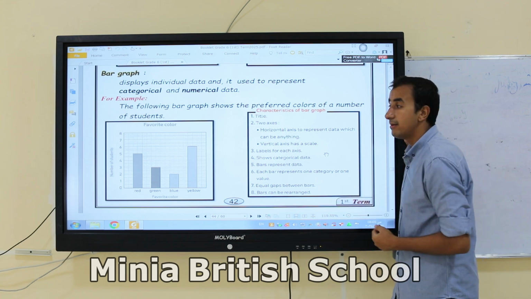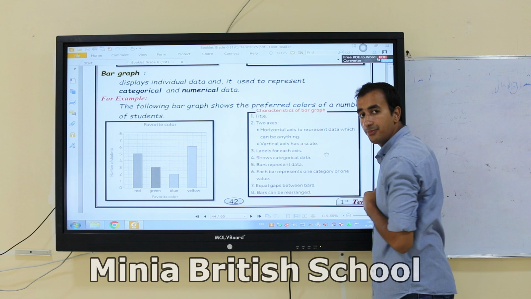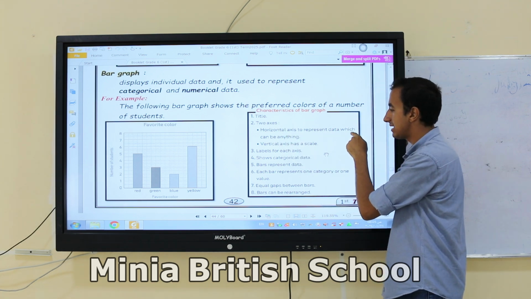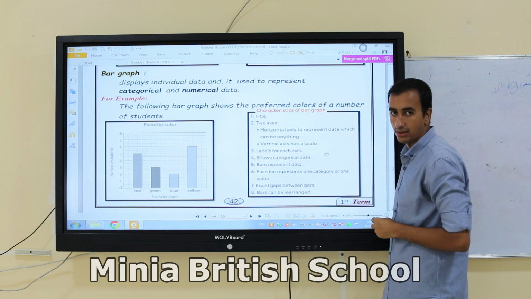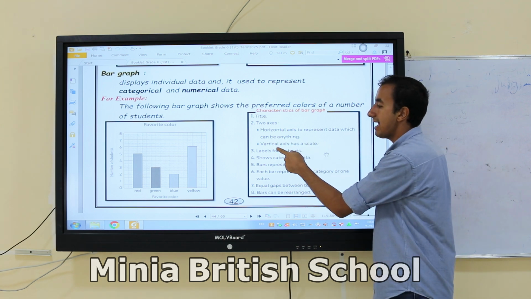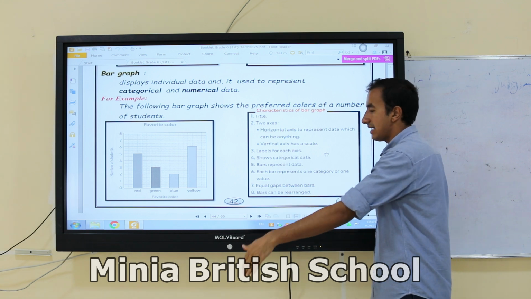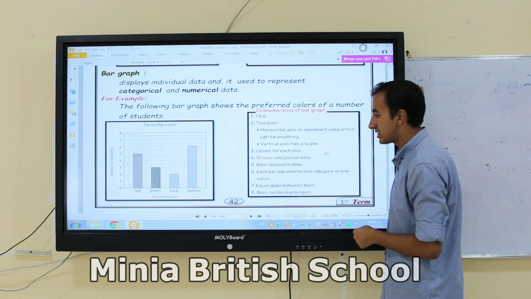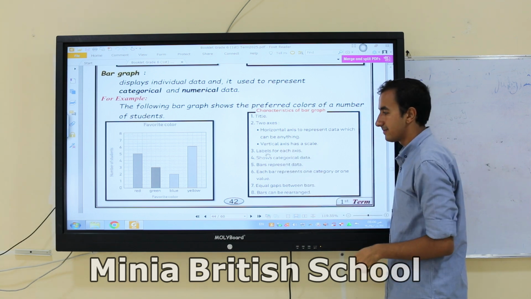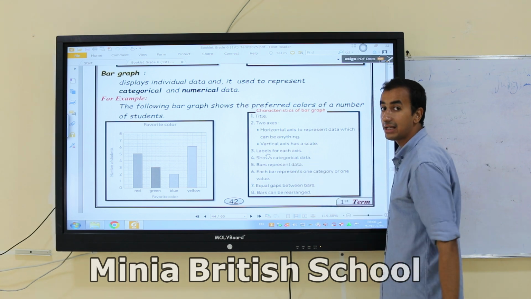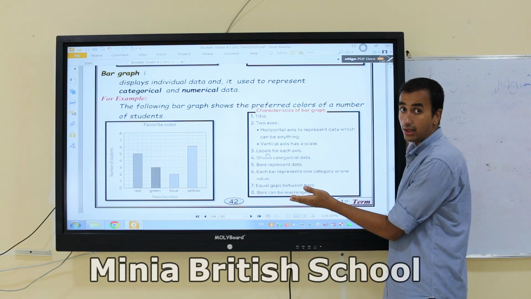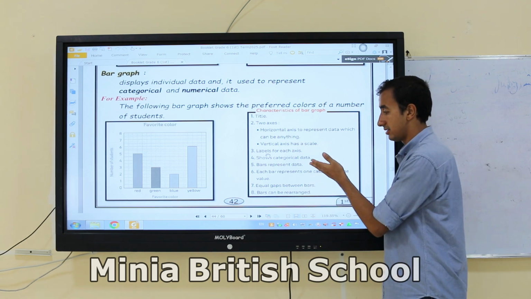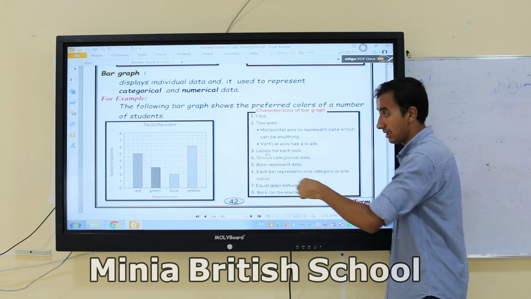Let's see the characteristics of a bar graph. Number 1, a title: favorite color. Number 2, it has 2 axes. The horizontal axis represents data which can be anything, the items, descriptive. And the vertical axis has a scale, it's numerical. Number 3, labels for each axis. Number 4, it shows categorical data. Here a bar graph can represent categorical data. Number 5, bars represent data.